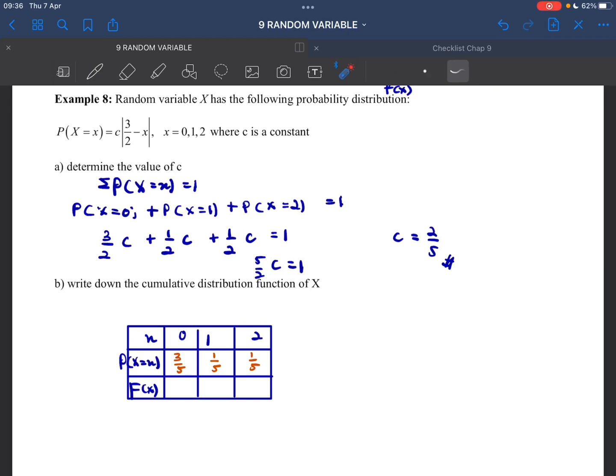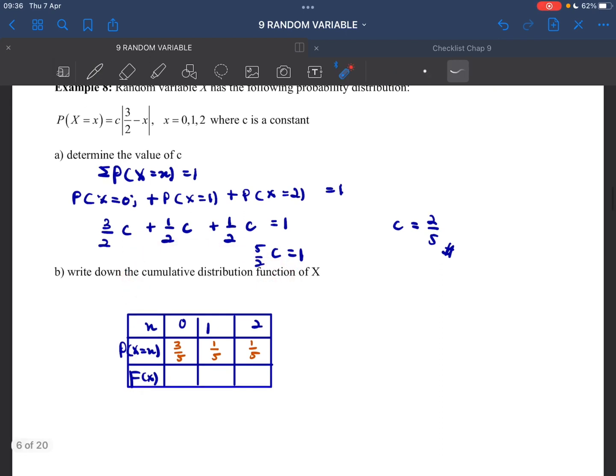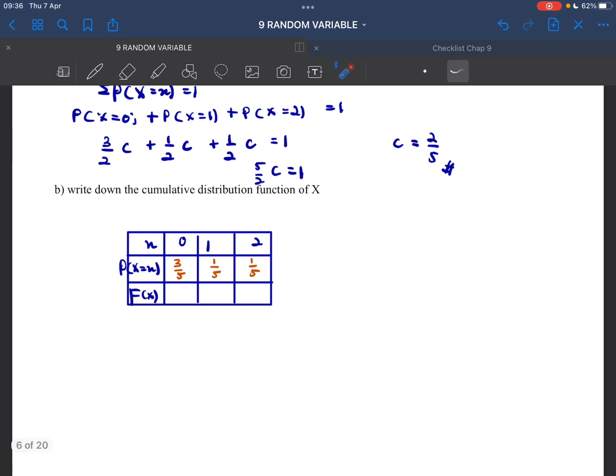So the question asks to find cumulative distribution. So what we have to do is we just sum everything. Always start with 3 over 5, the same one for the first one. So 3 over 5 plus 1 over 5, we have 4 over 5, and the last one always 1. Okay, sum everything, we have this one.